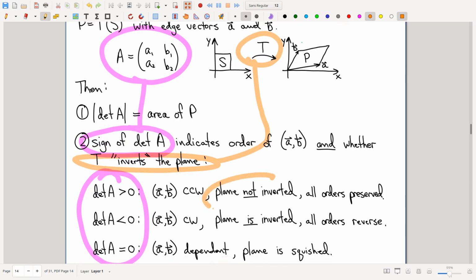And these are the three cases. Positive, negative, 0 for determinant corresponds to either no or yes or, well, if the determinant's 0, this is a singular matrix. It's all squished and stuff, and the question ceases to make sense. And so kind of neither.